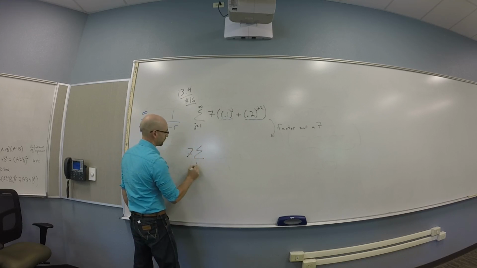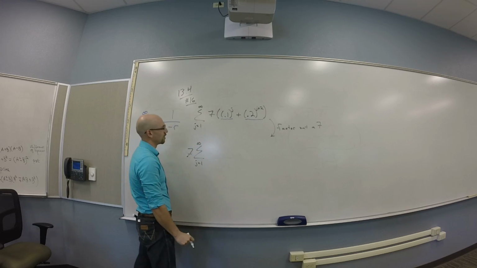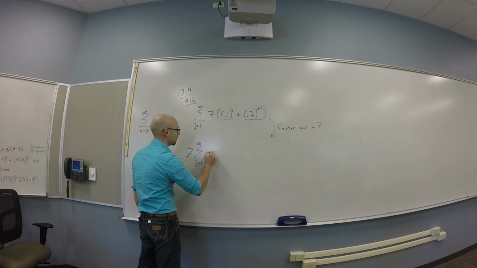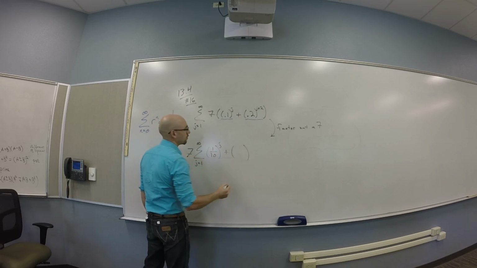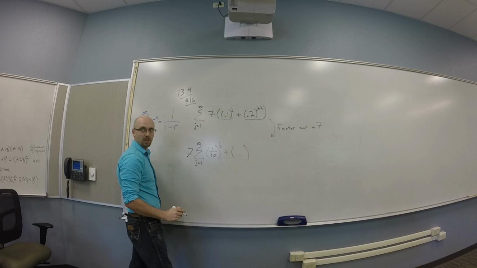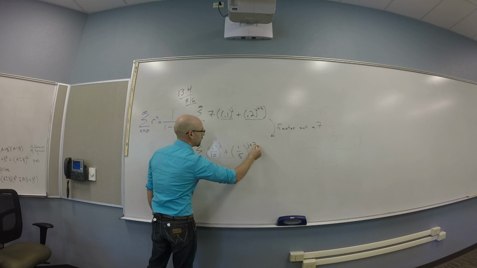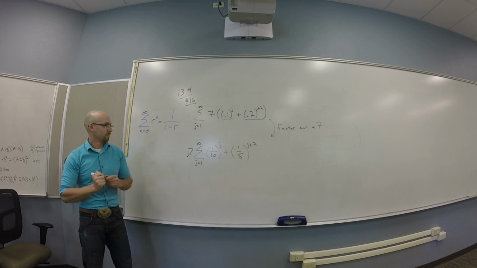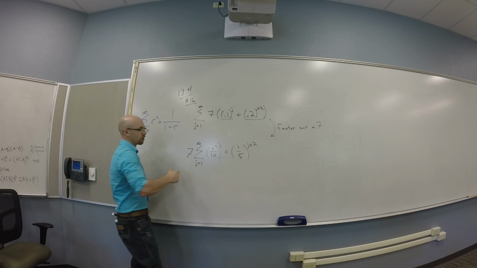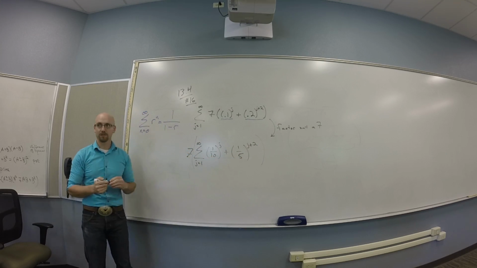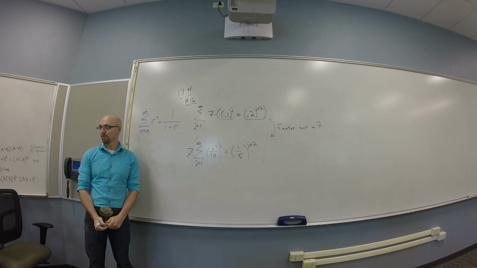And then I'm going to have the sum from j is 1 to infinity of, let's see, 0.1's inconvenient. I'm going to write that as a fraction. So I've got a 10th to the j plus, what's 0.2? 2 over 10, which is 1/5. So I've got 1 over 5 to the j plus 2. You guys all good with this? And really, I should put in giant parens, 7 times all of that stuff.